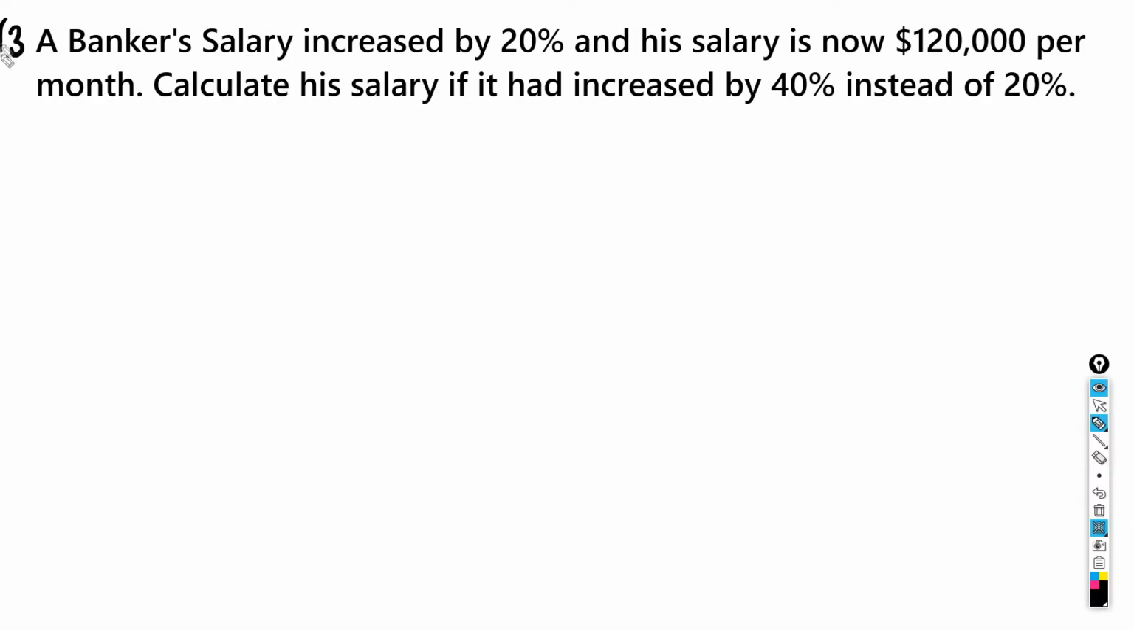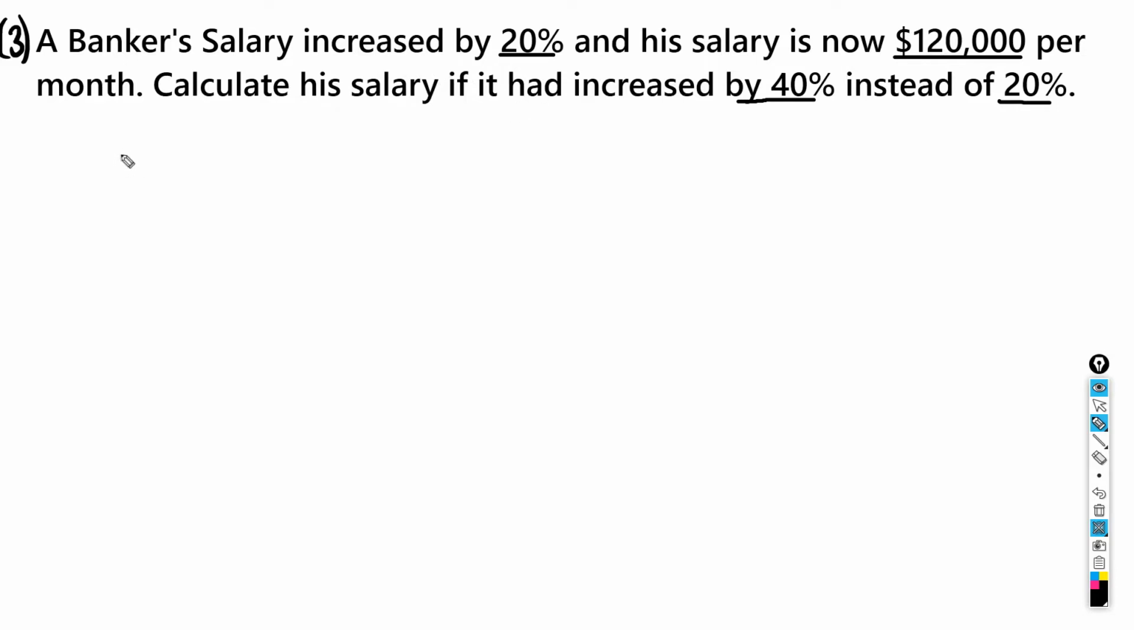So we're looking at another example here, the third example. And it says a banker's salary increased by 20%, and his salary is now $120,000 per month. Calculate his salary if it had increased by 40% instead of 20%. All right. So let's think about the question. They said the salary increased by 20% and his salary is now 120,000 per month, right? So let's break down that part.